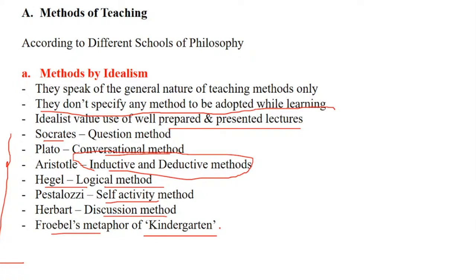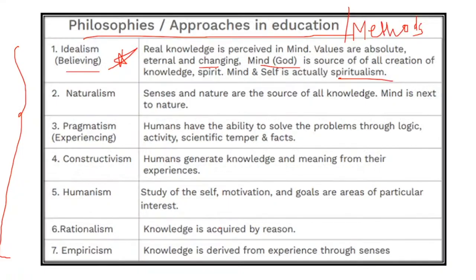So methods of idealism, as I said, do not specify any method. It is adopted while learning, depending upon the situation or factors. Now, going ahead with naturalism, it talks about the senses and nature as the sources of knowledge, that is, mind is next to nature. Pragmatism talks about practical experience, that is the ability to solve problems through logic, through activities, through scientific temper and facts.